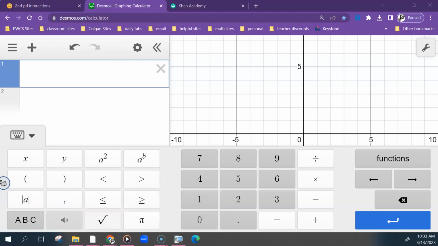Can I borrow your calculator? Yeah. Negative 3, thank you.